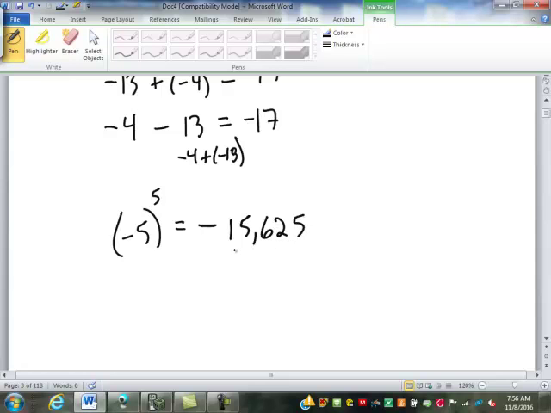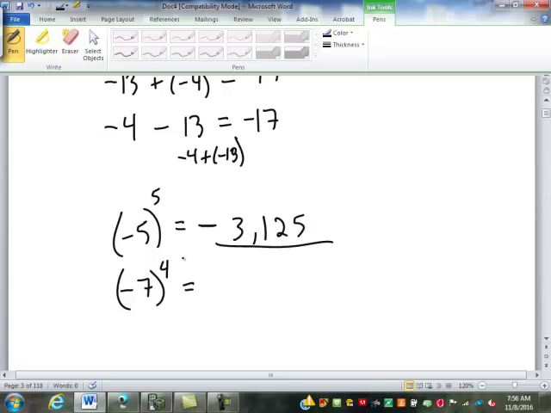So, negative 5 to the power of 5 should give you negative 3,125. Now, if you type that in your calculator, this one will be right. But let's do negative 7 to the power of 4. I got 31,000 for this one? 3,125. Oh, yeah, you're right. 3,125? Yeah. Thank you. That's much better.